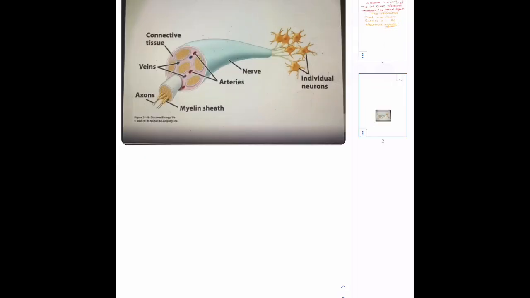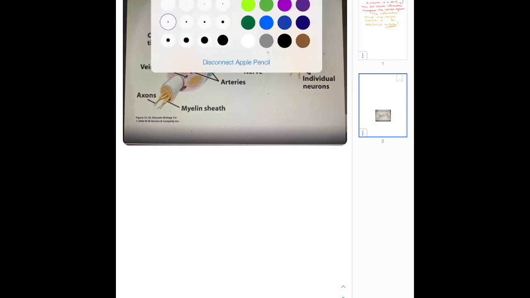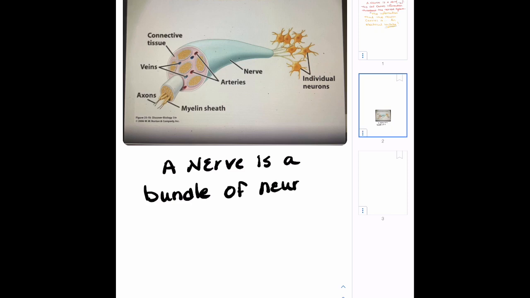So if a neuron is a single nerve cell, then what is a nerve? Well, a nerve is a bundle. I think I made my pen too big. What do you guys think? It's kind of fat. A bundle of neurons. So if you put a whole bunch of neurons together, you get a nerve.